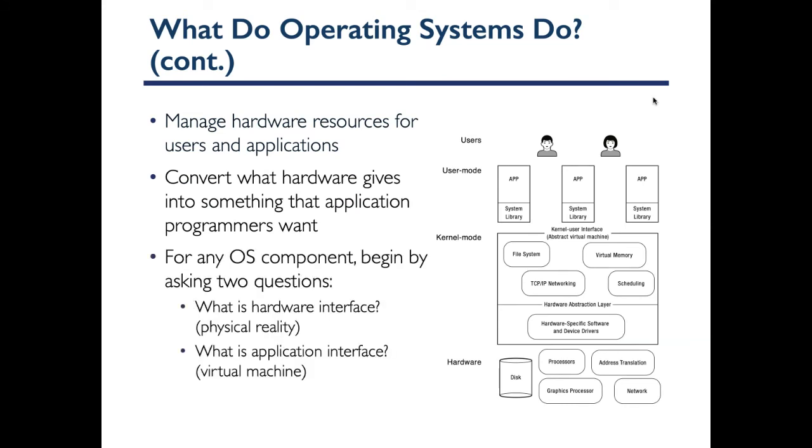So how do we do this? Well, we convert what the hardware gives us to what the application wants. So this is basically our job. See what the hardware has and provides and what the user wants. To do this, we need to ask two questions. What is the hardware interface and what is the application interface? We're going to call the hardware interface the physical reality, and we're going to call the application interface a virtual machine. I got a quick question.